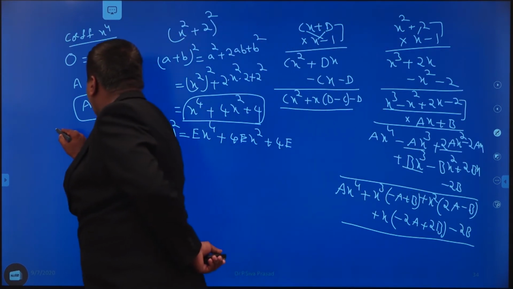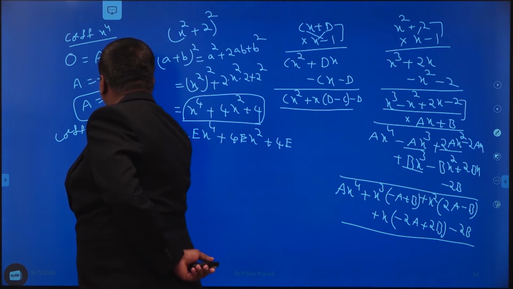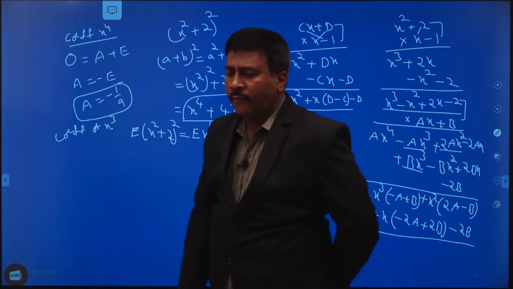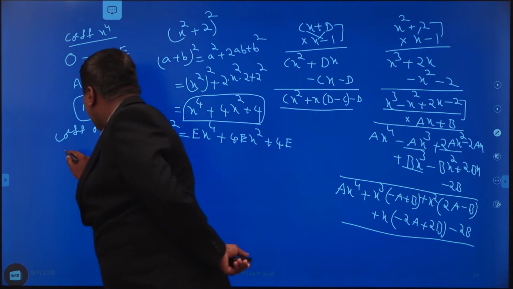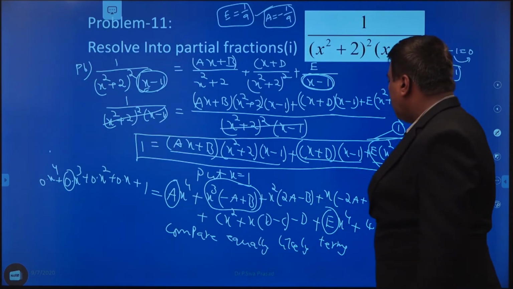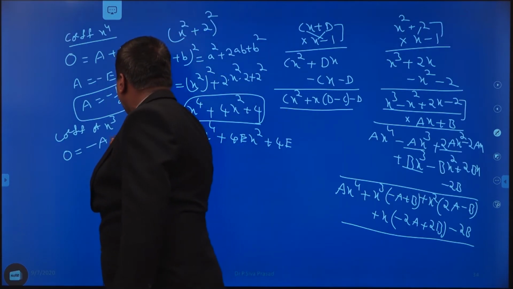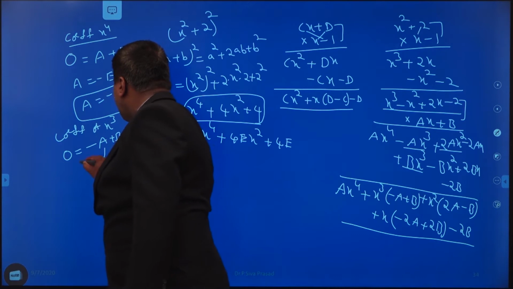Compare the coefficient of x cube. The left hand side value is 0, which is equal to minus of a plus b. Then automatically you have to bring this a to the other side. Then the a value is equal to b.